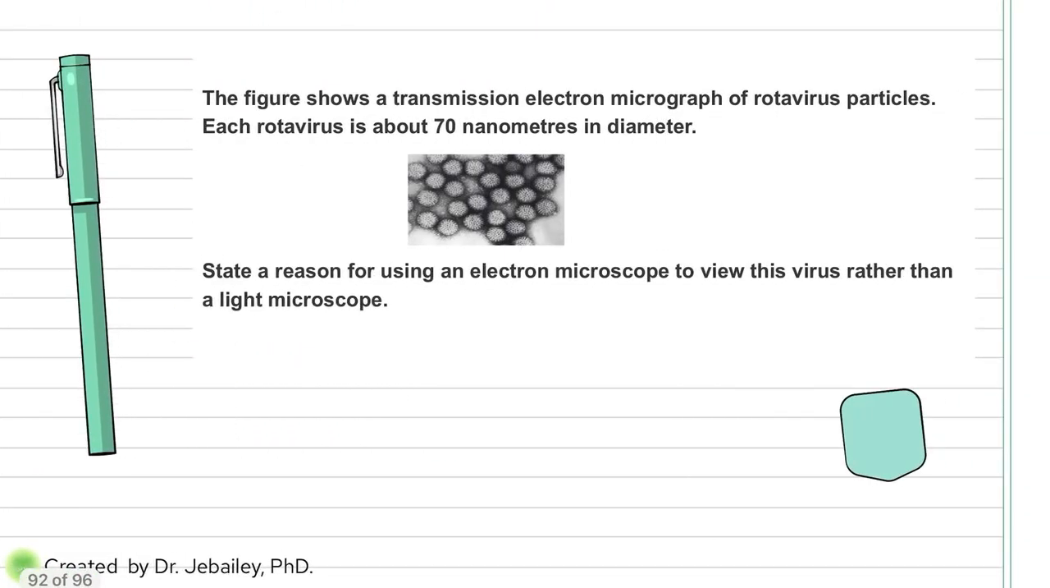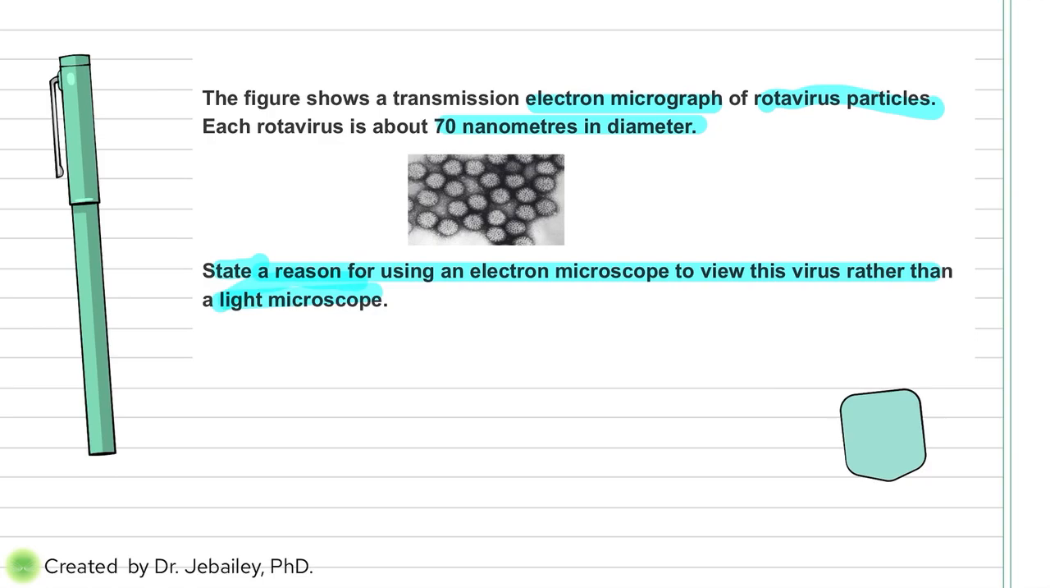So now we have this question. This question here is talking about electron microscope and light microscope, which is still part of 1.1. So the first question, reading it out: the figure shows a transmission electron micrograph of a retrovirus particle. Now it's 70 nanometers in diameter. State a reason for using an electron microscope to view this virus rather than a light microscope.